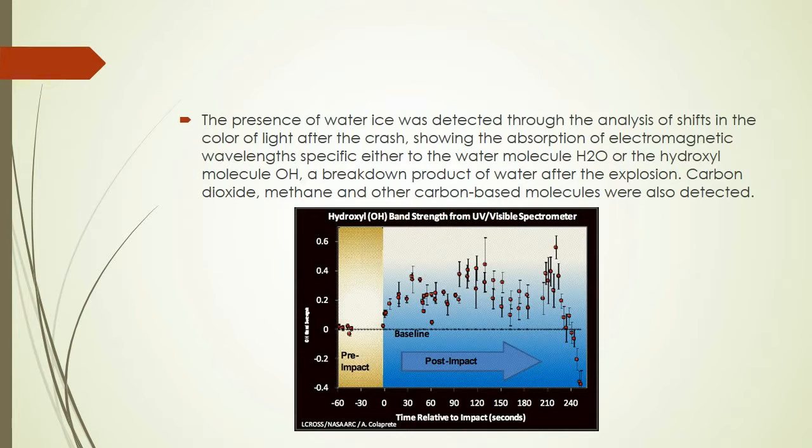The presence of water ice was detected through the analysis of shifts in the color of light after the crash, showing the absorption of electromagnetic wavelengths specific either to the water molecule H2O or the hydroxyl molecule OH, a breakdown product of water after the explosion. Carbon dioxide, methane and other carbon-based molecules were also detected.